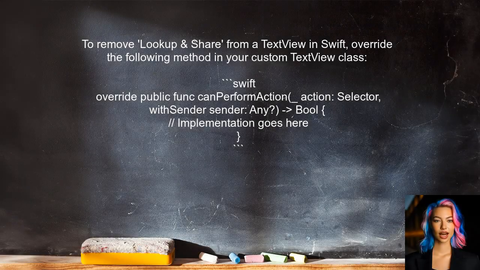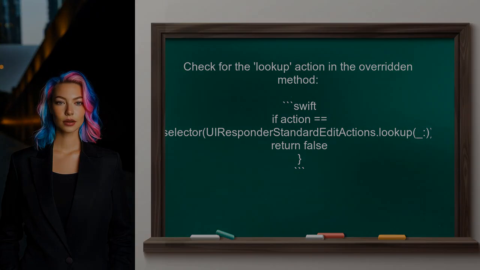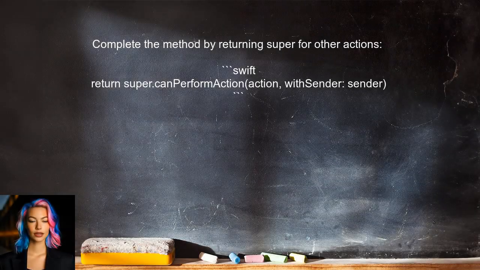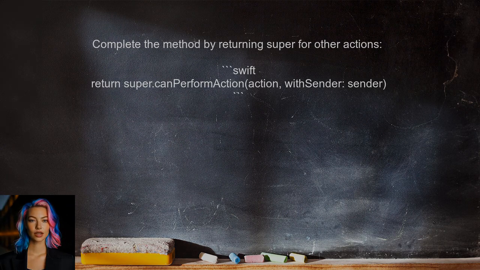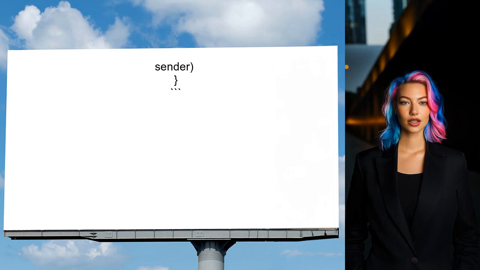To remove the lookup and share option from a text view in Swift, the user will need to override a specific method in their custom text view class. In this method, the user should check if the action being performed is the lookup action. If it is, they should return false to disable it. The user should also ensure that they call the super implementation for any actions they want to keep enabled. This way, only the lookup and share option is removed. Putting it all together, the user's final implementation should look like this. This will effectively remove the lookup and share option from the text view.